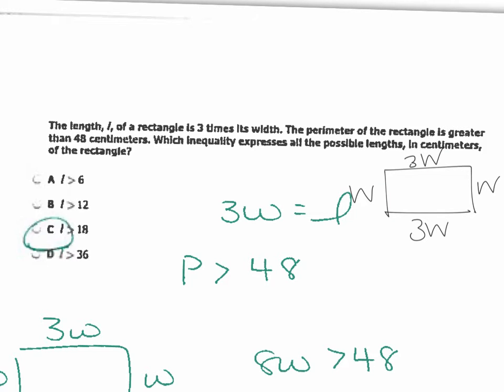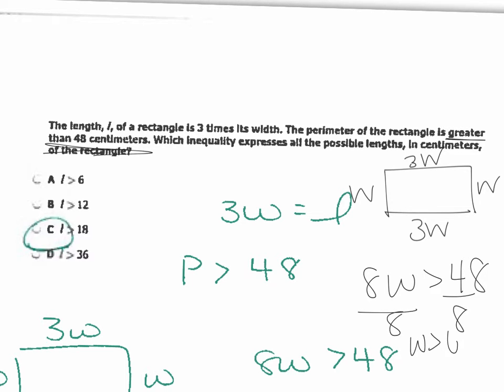So 3w plus w is 4w, 4w plus 3w is 7w, 7w plus w is 8w. So I have 8w is greater than 48, because it's greater than 48. So divide by 8, w is greater than 6. That's my width, but notice the direction says length. So if my width is 6, I have to do 3 times 6, which is 18, which is why it's C.